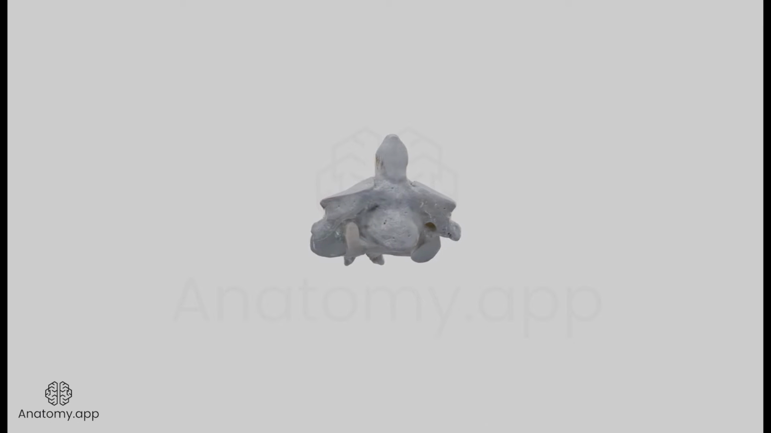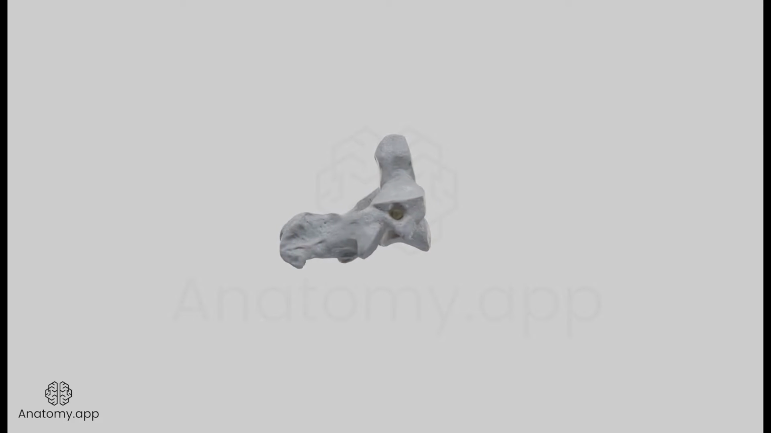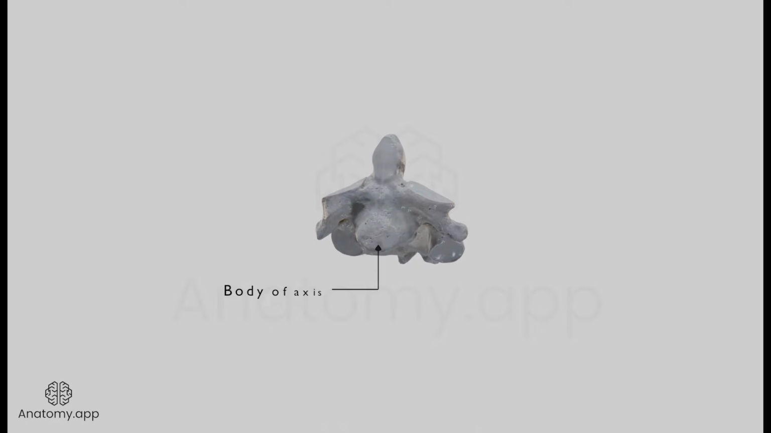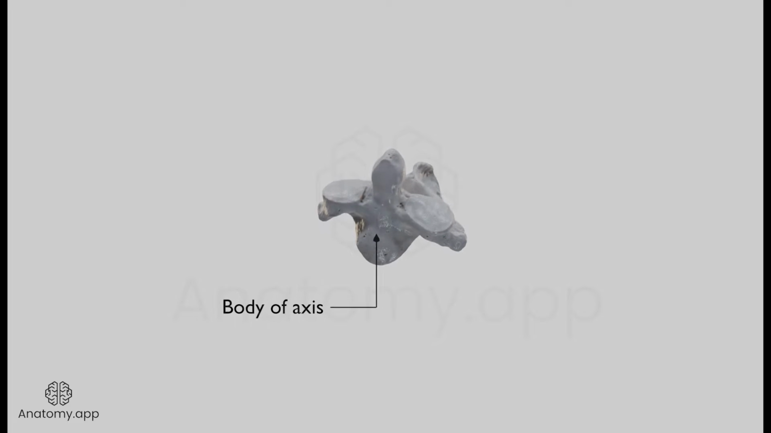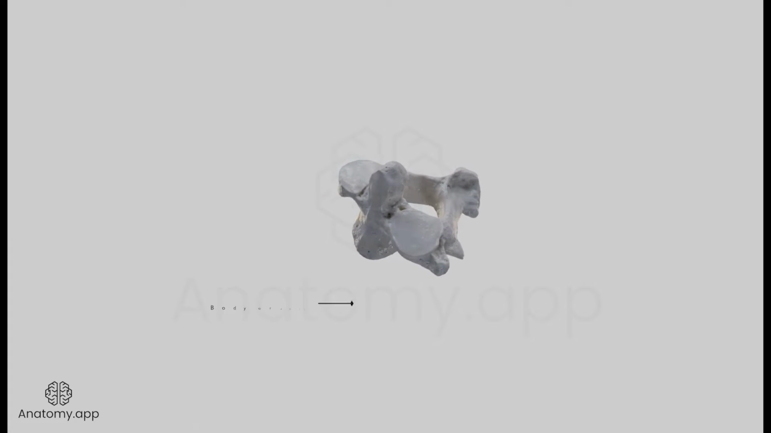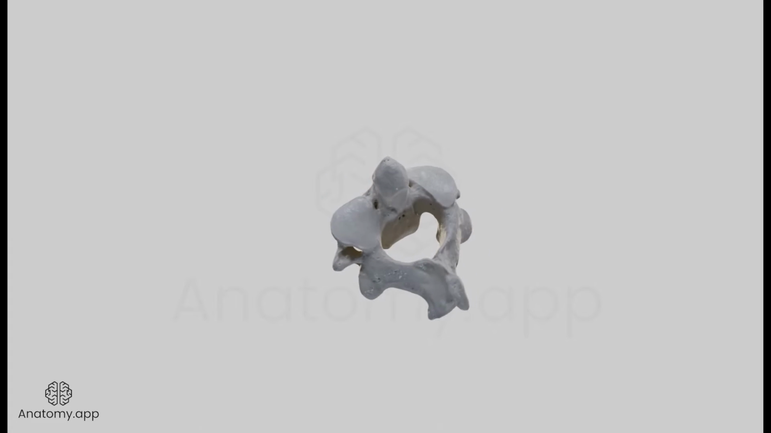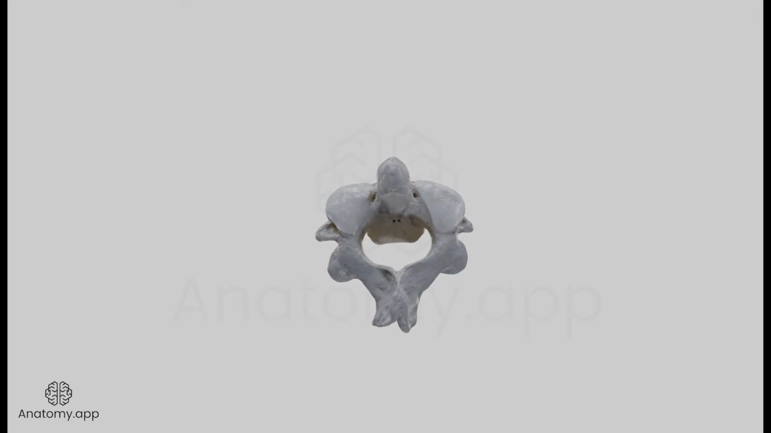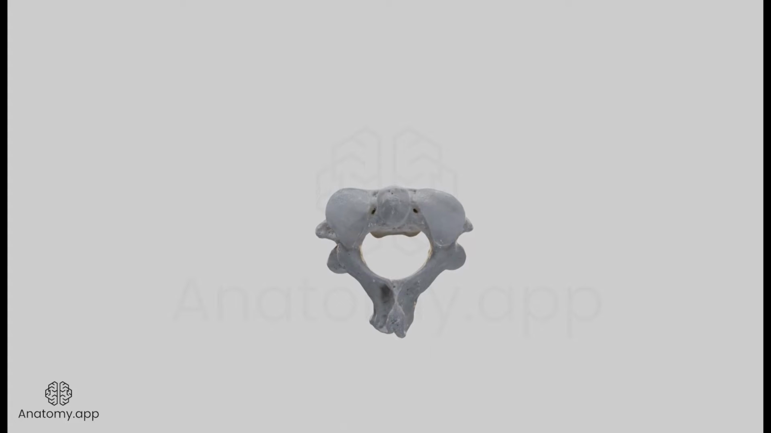The axis, C2, is the second cervical vertebra. It has all the typical features of a vertebra. However, the body of the axis presents a specialized projection called dens that articulates with the atlas, C1, at the atlantoaxial joint. The movements provided by the joint include rotation of the head.